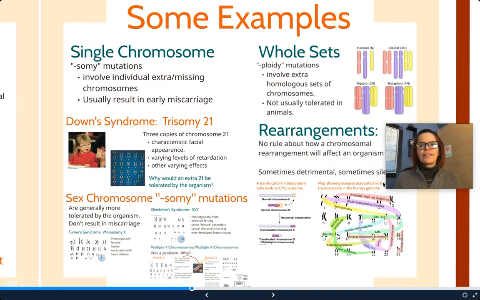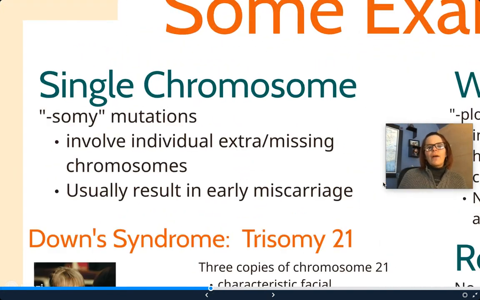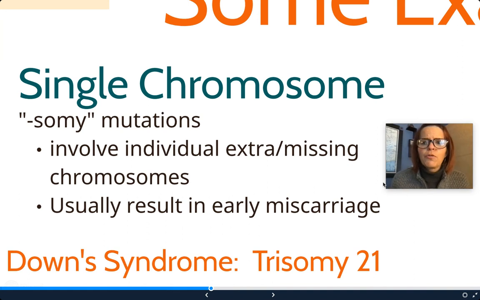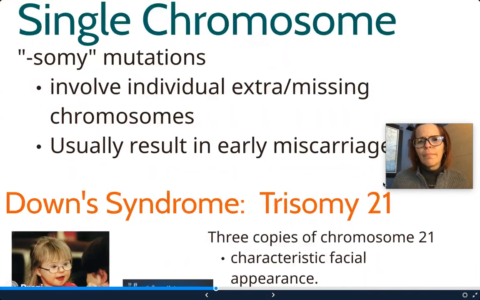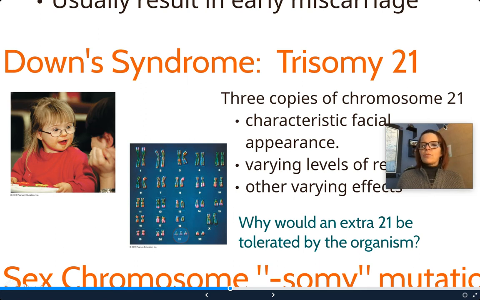Okay, so let's talk about some examples. Let's just go with humans for right now. Anytime that humans have either the addition or the subtraction of a single chromosome, it's either called a trisomy, which means they have 3 of one chromosome, or it could be called a monosomy if they're missing a chromosome, so then they only have one of their pair of chromosomes. It usually results in a miscarriage. So almost always these somies are deadly or have massive impacts on the organism.